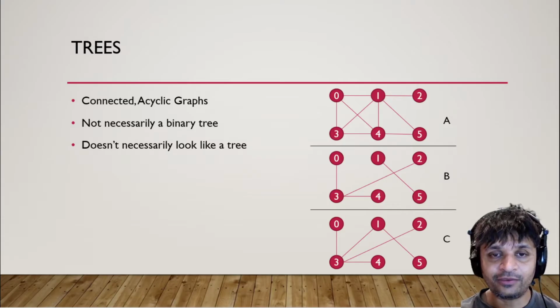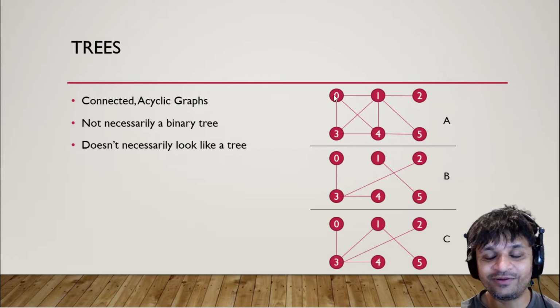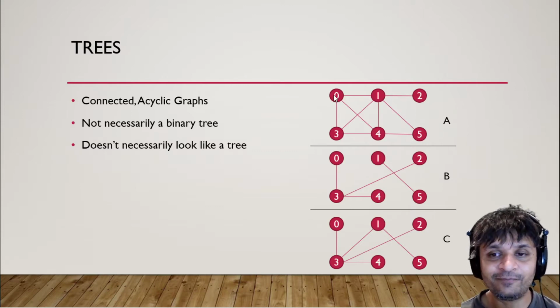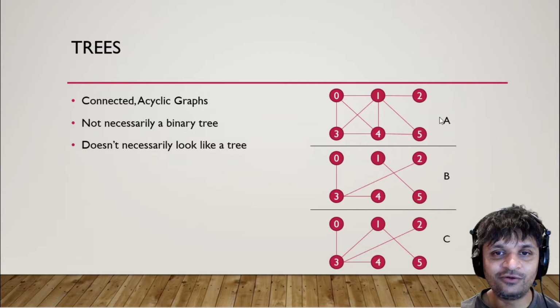Is it acyclic, though? No, because there are subcycles here. I can see there's a cycle 0, 3, 4. I could walk around in circles there forever, so there is a cycle. There's a bunch of cycles, actually. 0, 1, 4, 3 is a cycle. 0, 1, 5, 4, 3, 0 is a cycle. There's just cycles everywhere, right? So A is not a tree because it's not acyclic.